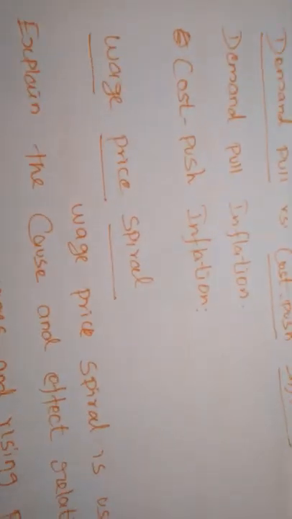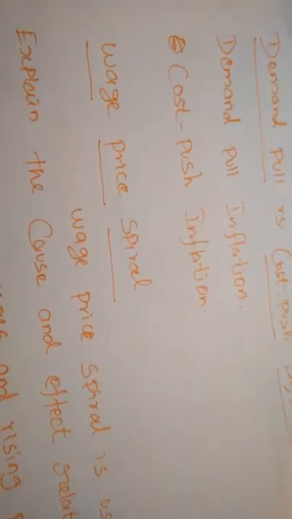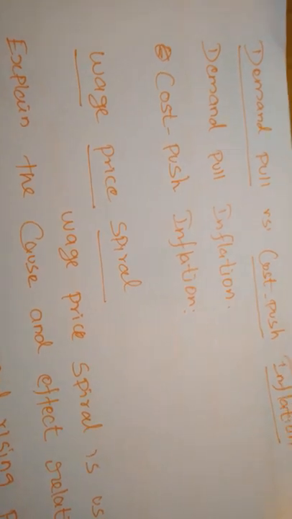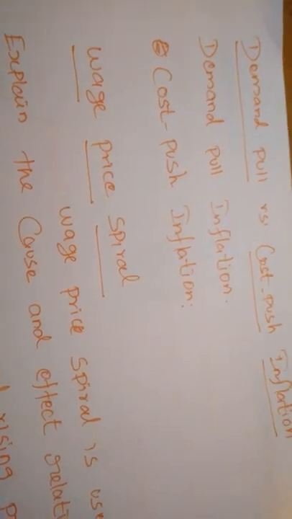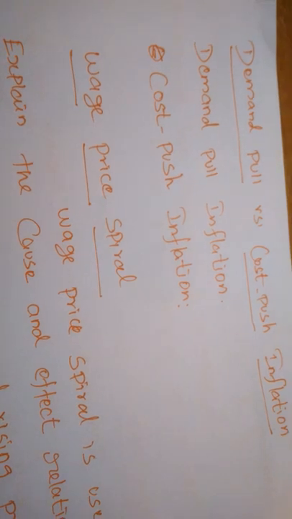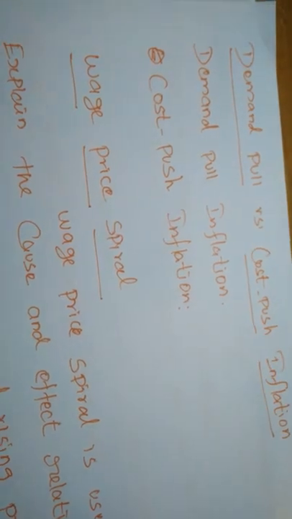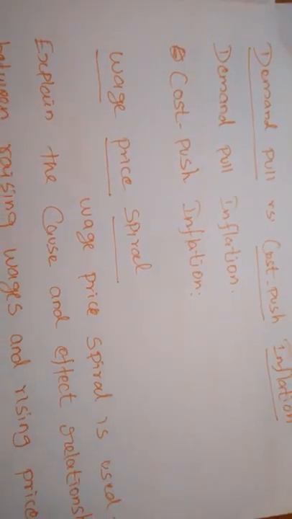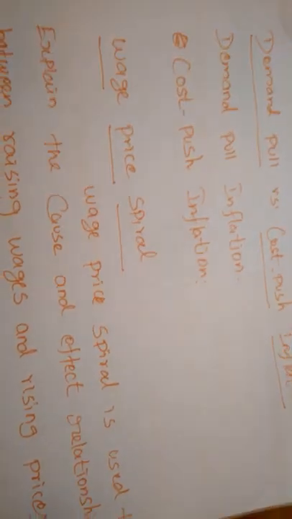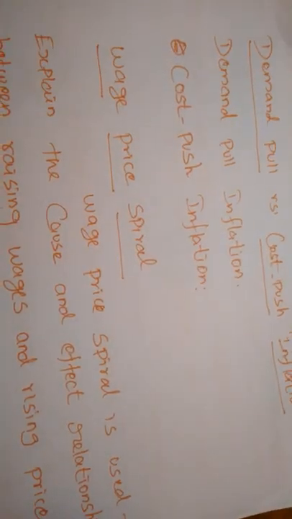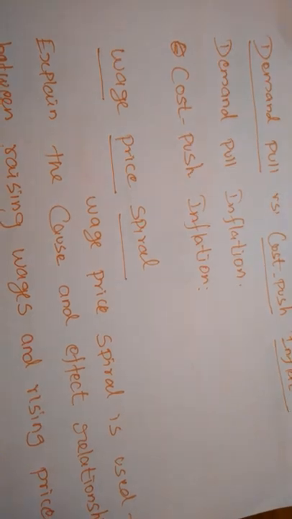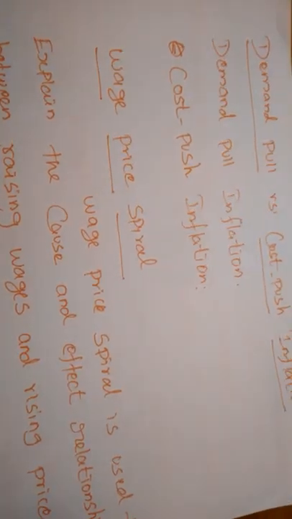Next, cost push inflation. Cost push inflation means an increase in the cost of production. When the cost of production is increased, it automatically leads to an increase in the price of the commodity, because producers always add the cost of production into the price of the commodity.